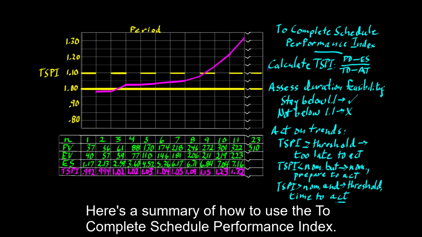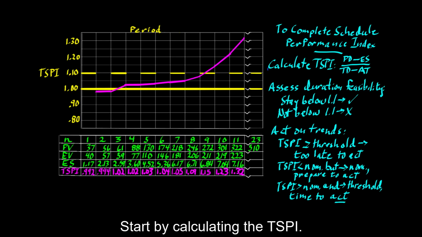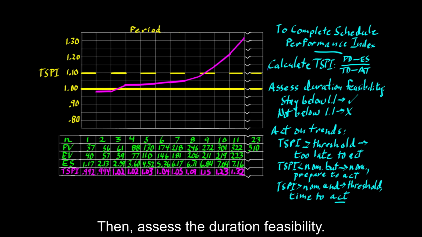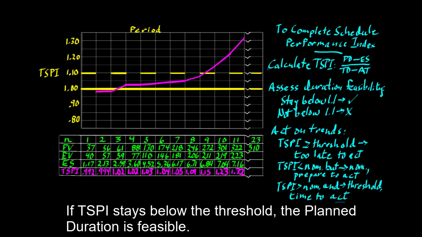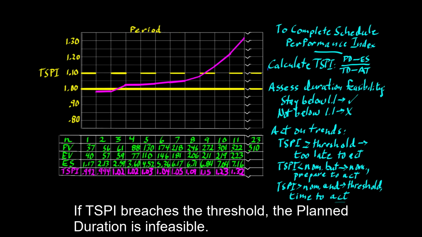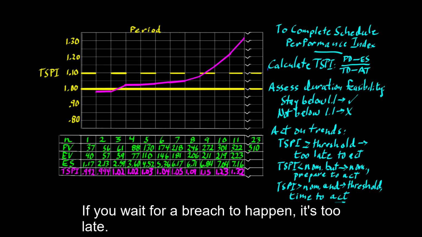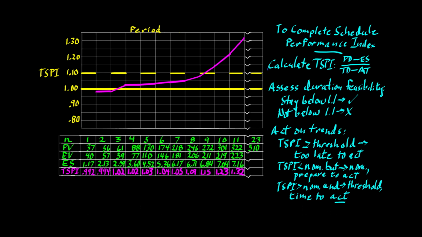Here's a summary of how to use the To Complete Schedule Performance Index. Start by calculating the TSPI. Then assess the duration feasibility. If TSPI stays below the threshold, the planned duration is feasible. If TSPI breaches the threshold, the planned duration is infeasible. If you wait for a breach to happen, it's too late.